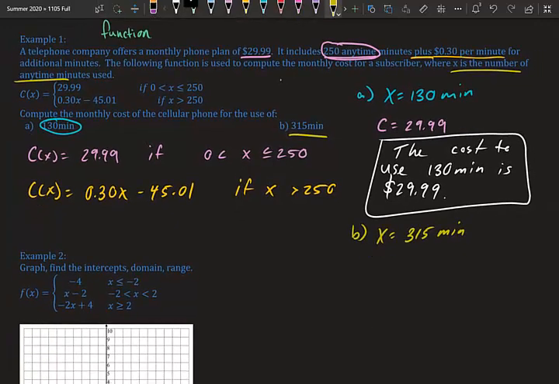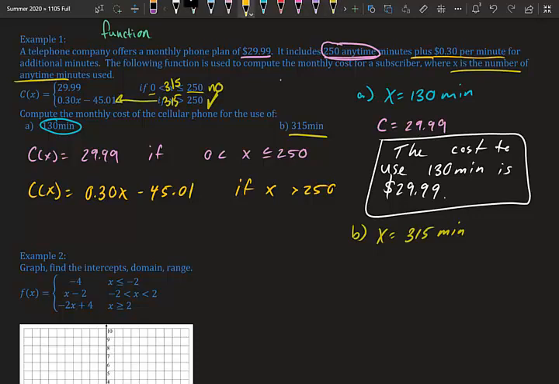All right. So 315 minutes, we're going to do the same thing. We use the domain and see where it works. Is 315 between 0 and 250? It's not, so it does not work there. Let's see about the bottom one. 315 is greater than 250. That does work, so I'm going to plug it into the equation directly left of it.